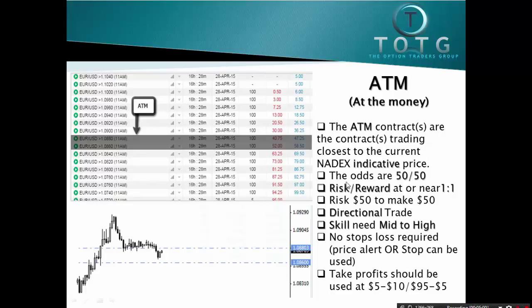Now if you choose, say, this strike right here, it's trading pretty much right at that strike. There's a 50% chance it can be there, and a 50% chance it could be there. Okay, so you have a 50-50 chance.